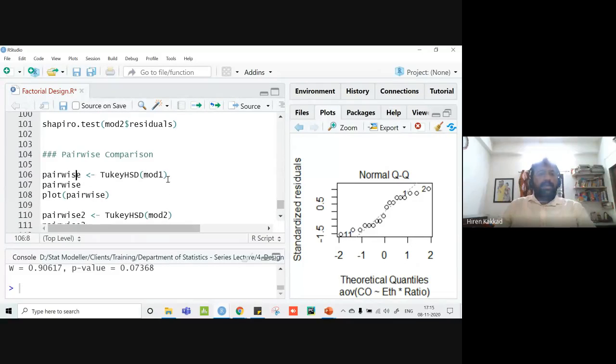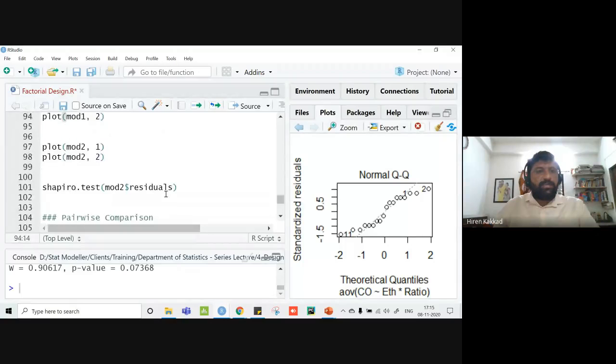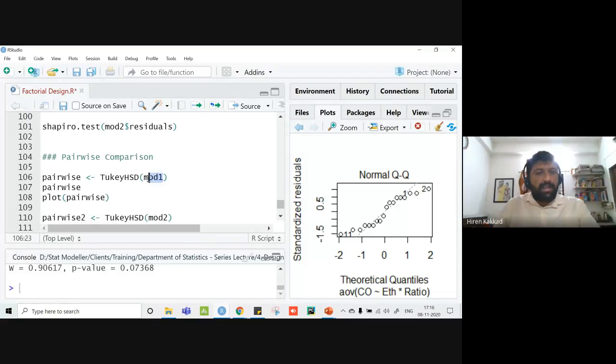Now here, let us perform this pairwise comparison. From model 1, we can straight away, that is the beauty of R, because we have saved all our analysis in model 1. Now for this Tukey, I don't know how to pronounce it, in some of the videos they used to call it Taki. So Taki HSD, I give model 1 as the argument and save this in an object called pairwise.